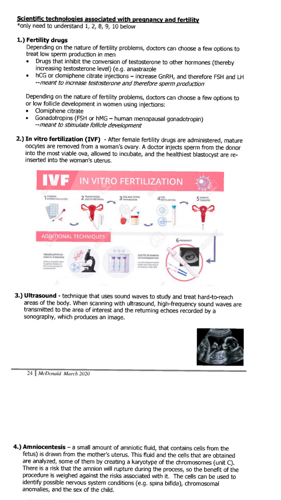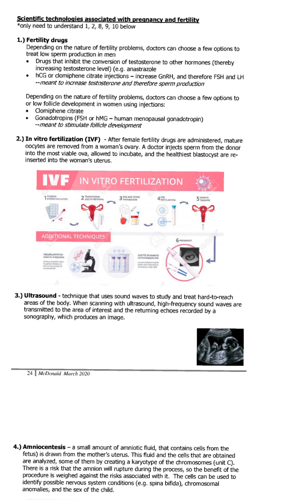HCG can be used, or clomiphene citrate injections, and they both have the effect of increasing testosterone and therefore sperm production. So if low sperm production is more of a hormonal thing, maybe not a physiological issue, that might be an option for fertility.